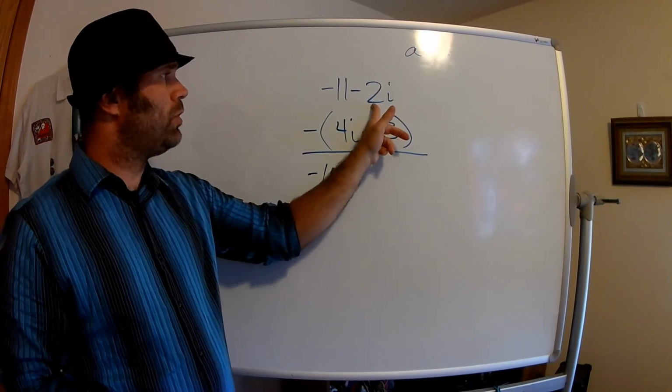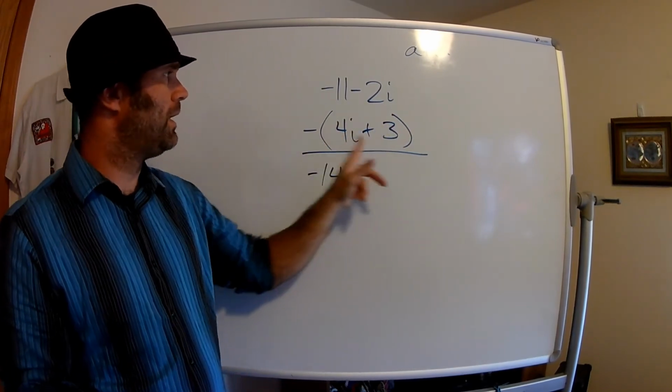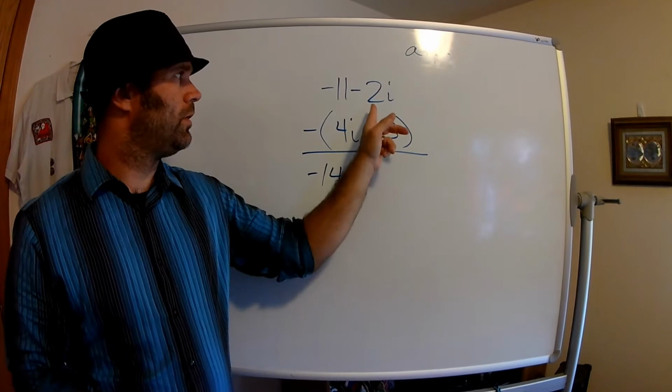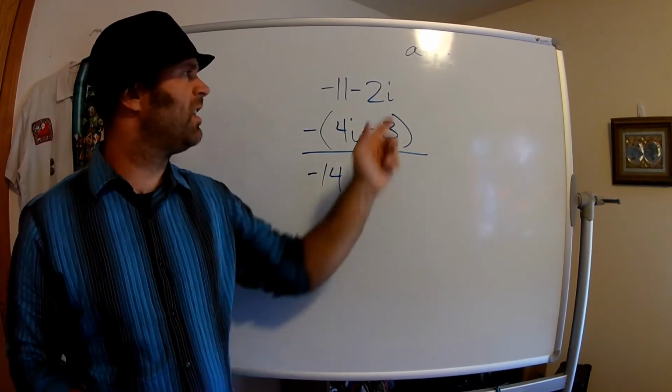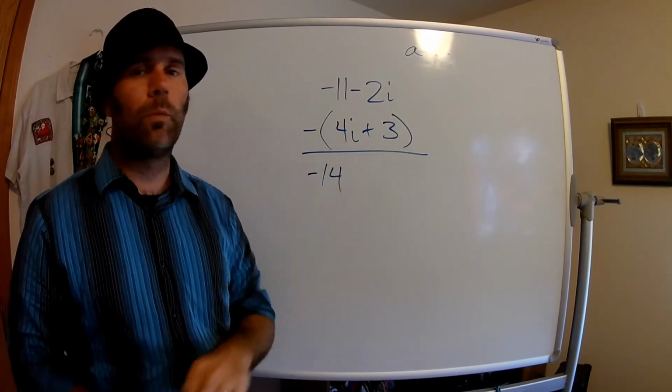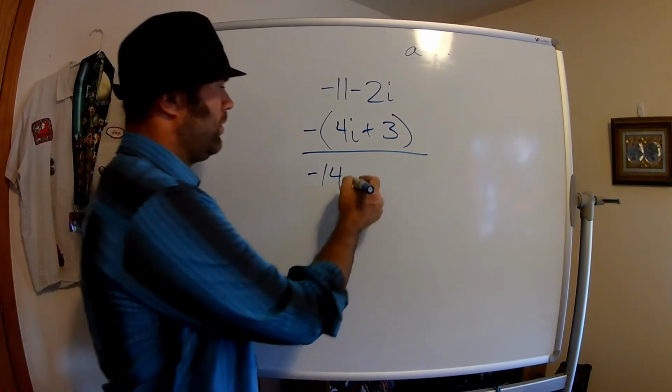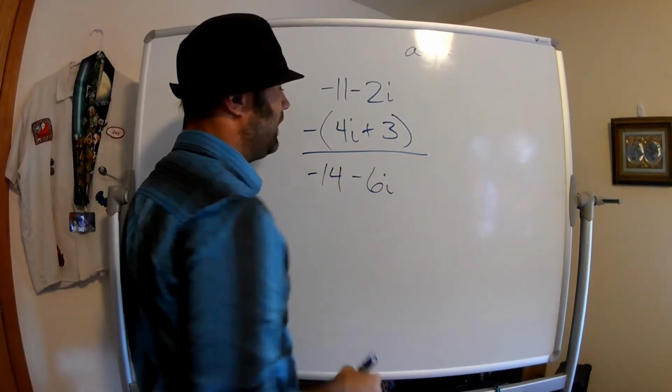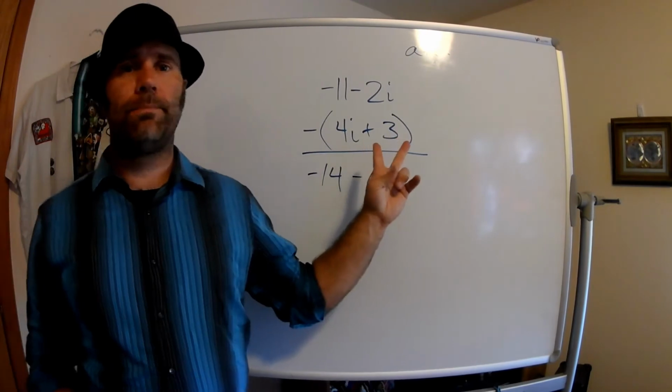Negative 2 i's minus 4 i's. So negative 2 minus 4, again you owed $2 and then you owe 4 more. That means you owe 6. So negative 6i. And notice we didn't even have to swap them.